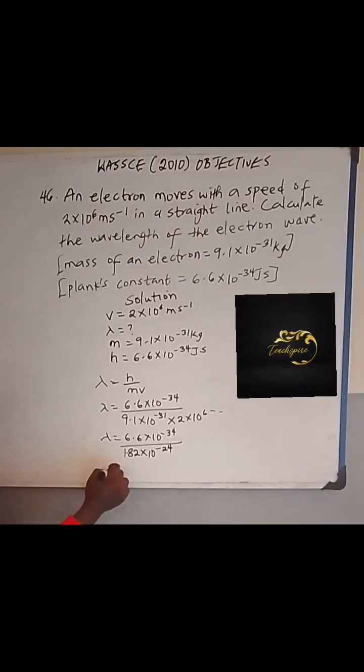Then lambda is now going to be 6.6 divided by 1.82, which is going to be 3.63 times 10 raised to the power 10 meters. I hope you get it.